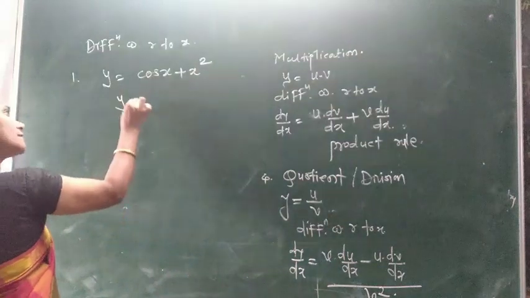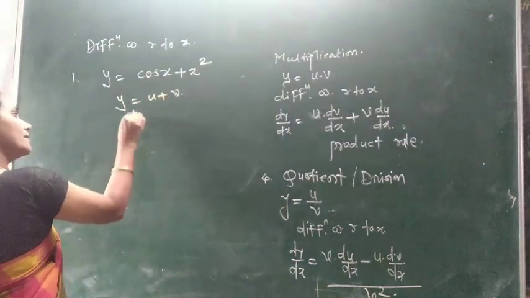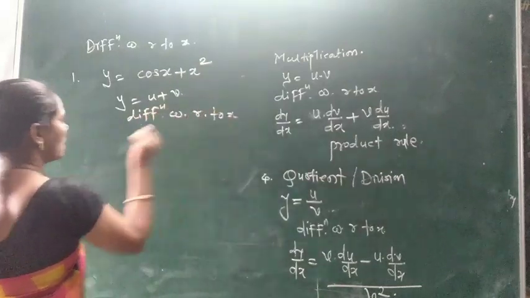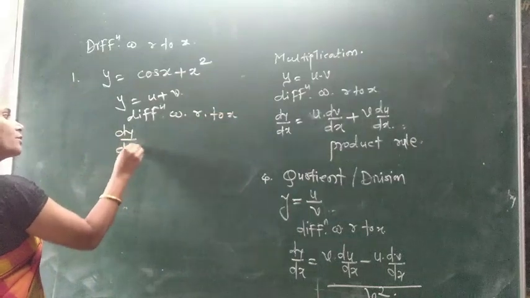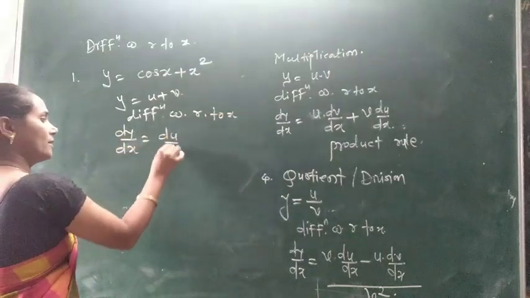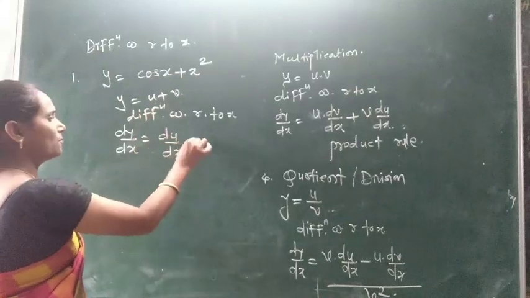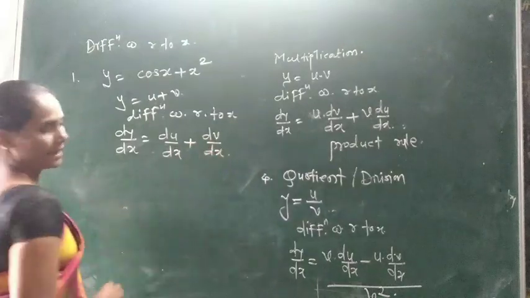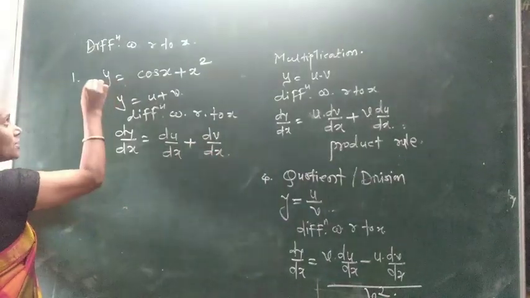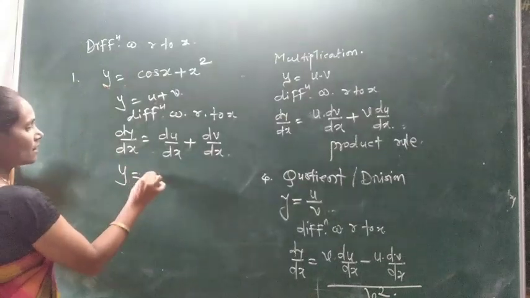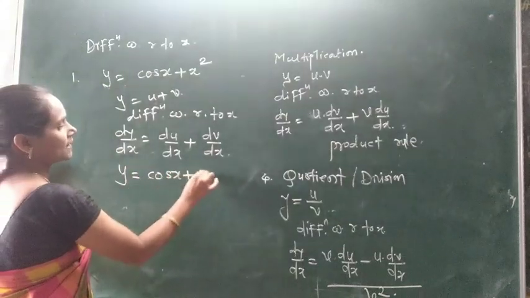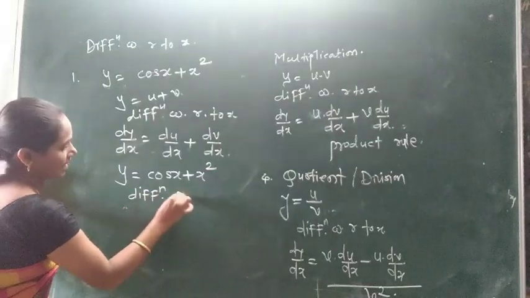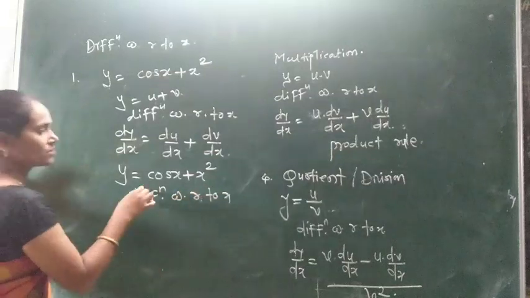So we know that if y is equal to u plus v, then we differentiate with respect to x. So dy upon dx is equal to du upon dx, take a derivative of u, plus sign as it is, into dv upon dx. Therefore, we have to differentiate these functions. So what is given here? y is equal to cos x plus x square. So differentiate with respect to x, because these are functions of x.